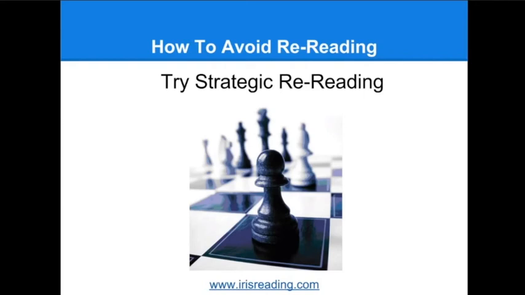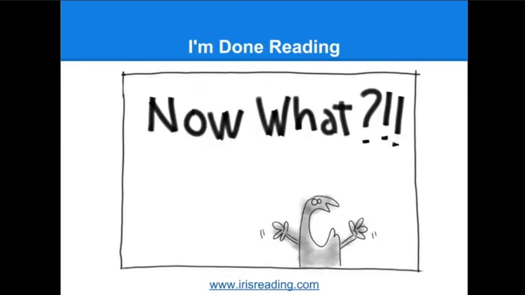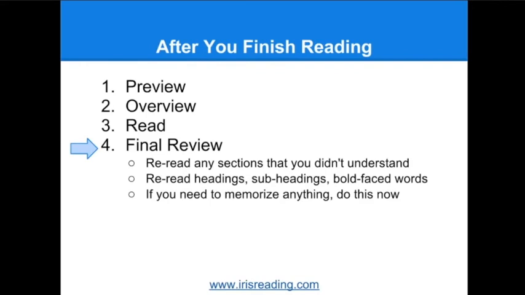And this is where strategic rereading comes into play, because when we're done reading, it's kind of like, what do we do now? At this point, some people just stop reading, and if you really need to maximize your comprehension, it might be a good idea to do step number 4, which is a final review. The final review is your point where you can strategically reread something that maybe you didn't understand fully before. Or maybe it was an area of the text where you felt like, I'm not completely clear on that. So this is where you reread any sections you didn't understand.